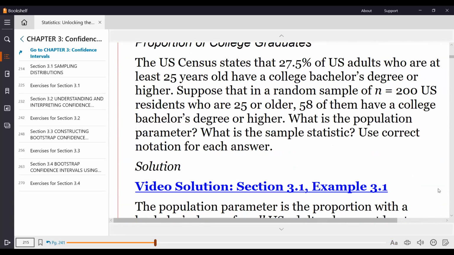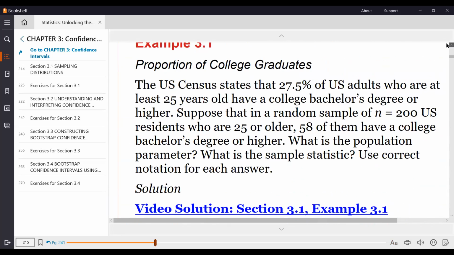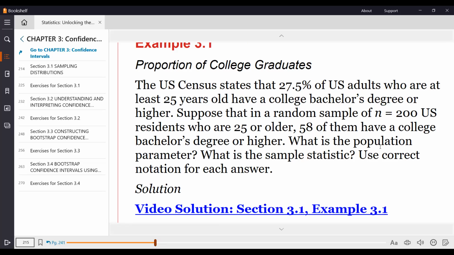All right. Can somebody tell me what the population parameter is? This is very easy. It's in the problem. Would it be 0.275? That's it. Remember, to convert a percentage into a proportion, you divide by 100, right? Everybody clear on that? If you divide by 100, you move the decimal point to the left 2 spaces. 0.275 is the population parameter.